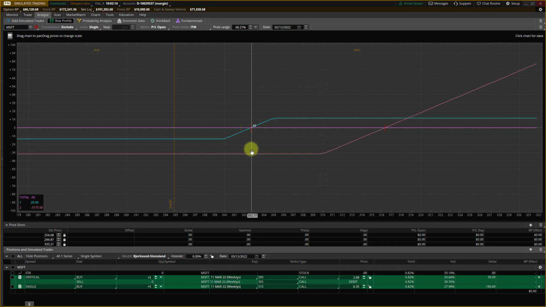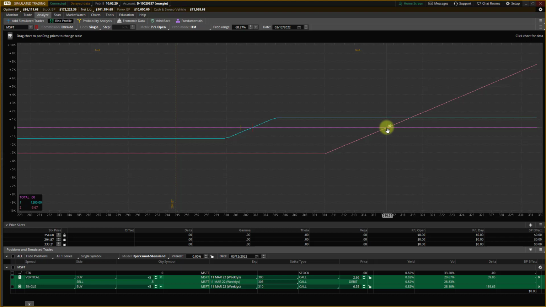We can also look at the break-even points. This little red vertical hash mark shows me that the vertical spread breaks even way back here at about, let's call it about 302, whereas the long call breaks even up here at about 316. You need to account for that.